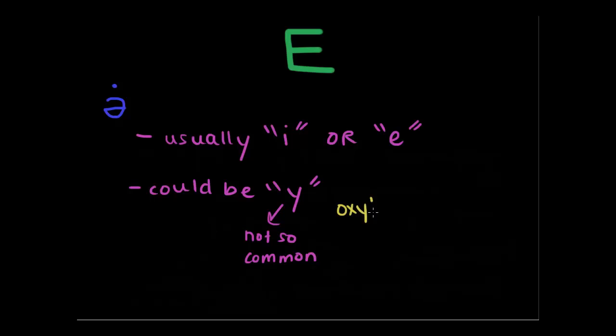Oxytocia. If you recognize the root oxy, meaning quick, then you know it's going to be a Y. Again, those roots are very important. So oxytocia is an example with a Y. With an E, an example is zetetic.